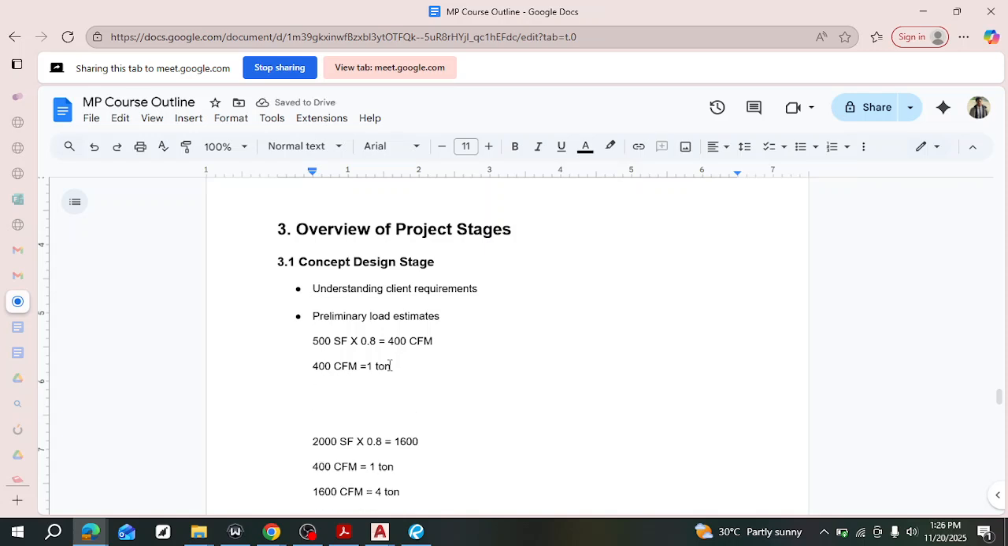Okay. So another calculation of ton is in BTU. BTU per hour equals 1 ton. This one is used mostly. This first one, CFM, is the airflow into that space. Then this second one, BTU, is the heating load. So it's the amount of heat per time that is removed or added to the space.